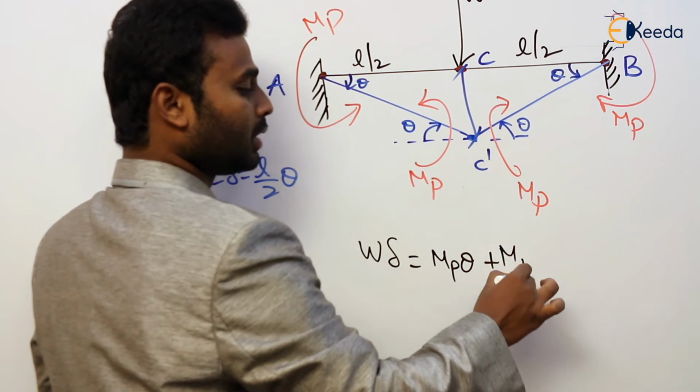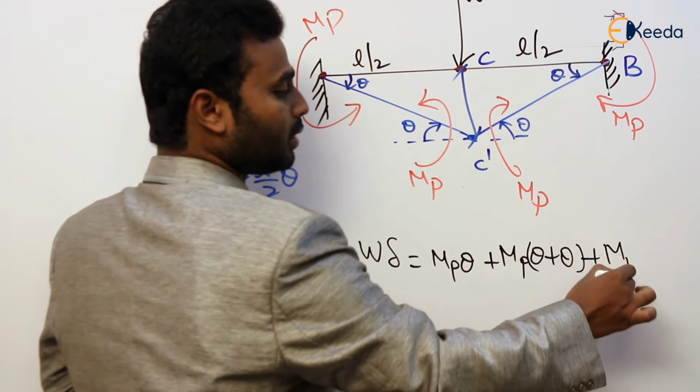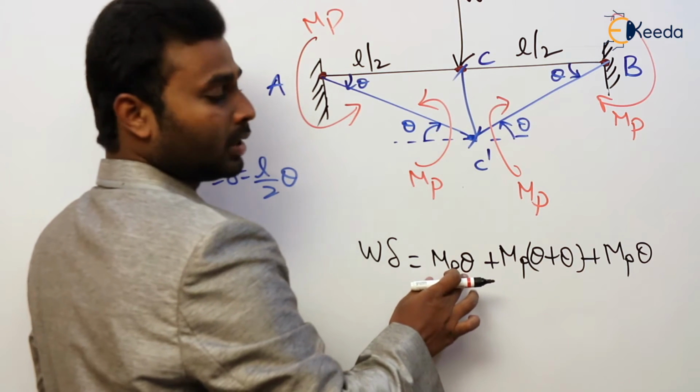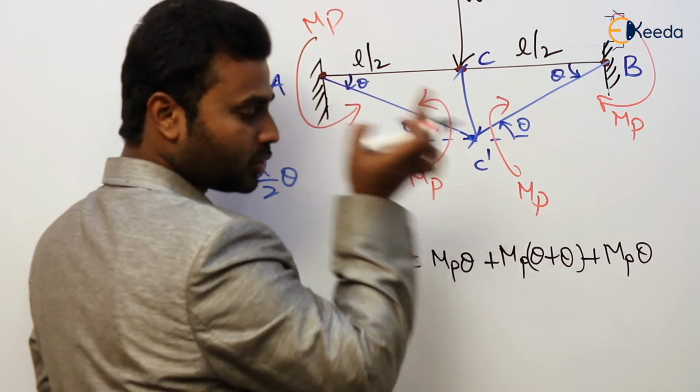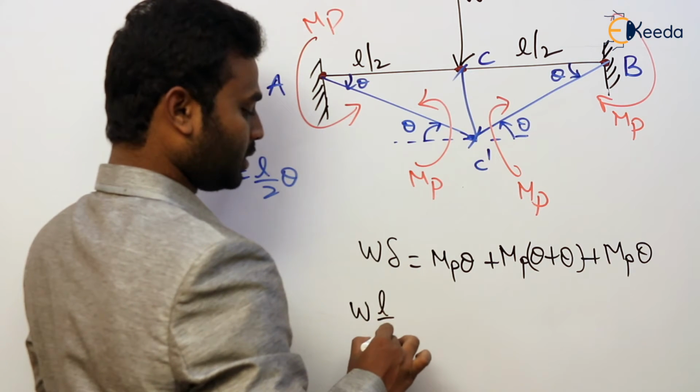So now MP theta at A. Next, MP theta plus theta at C. Next, MP theta. Agree or not? So how much is it? MP theta. So this is 2 MP theta, 3 MP theta, so finally 4 MP theta. And delta is nothing but L by 2 theta.